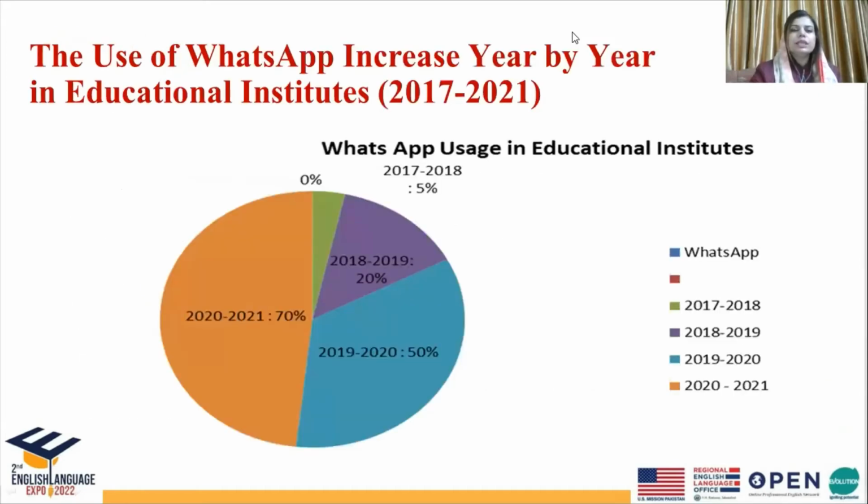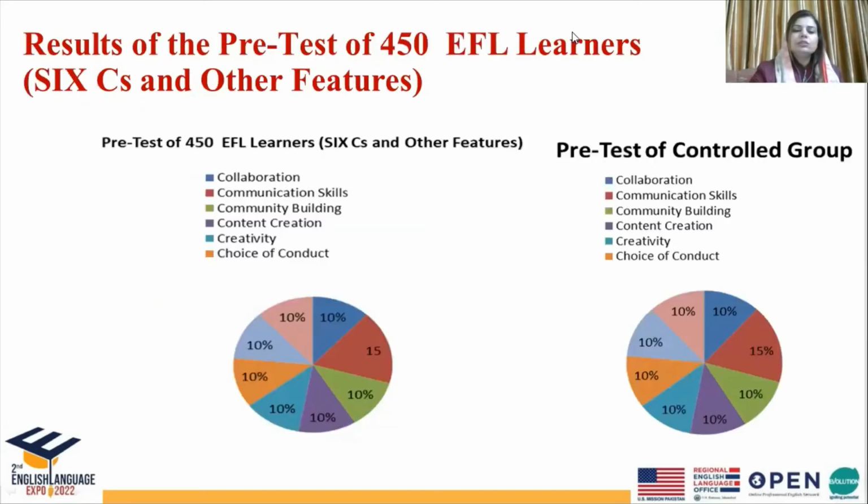As far as the use of WhatsApp increasing year by year in educational institutes is concerned, we ourselves have noticed that when we began our journey in 2017, it was very difficult to get students engaged in WhatsApp activities because it was considered otherwise. The students were not using instructional materials through WhatsApp because that was taken up as a source of just interaction and recreation. But later, with gradual usage, we noticed that in the year 2021, its use has increased.